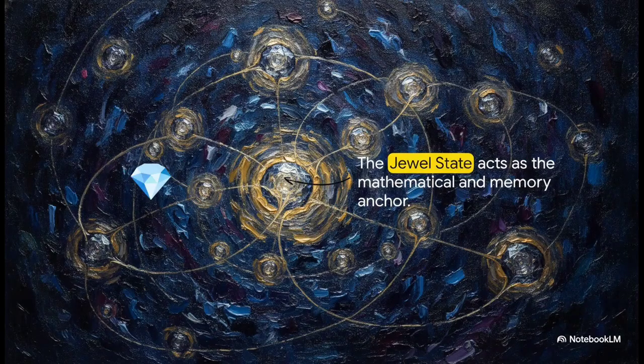At the absolute core of this whole system is the Jewel state, which is represented by that diamond emoji. This acts as the mathematical and memory anchor for the entire execution. Pretty much everything the program does is about adding these jewels into an in-memory kernel, validating their states, and then checking the boundaries between them.